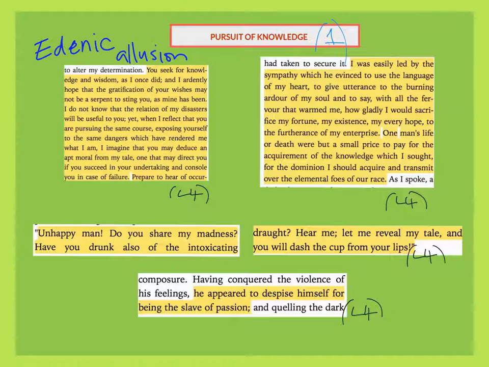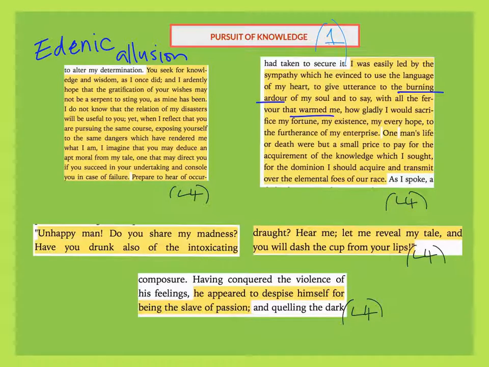Here's Walton reacting to the words of Victor. Much of the imagery in the areas we've already seen here, look. So, the burning ardour of my soul, with all the fervour that warmed me. There's that idea of the sort of warmth and of the attraction of gaining that illicit, forbidden and previously undiscovered knowledge. Look at the desperation here and how little Walton values life.